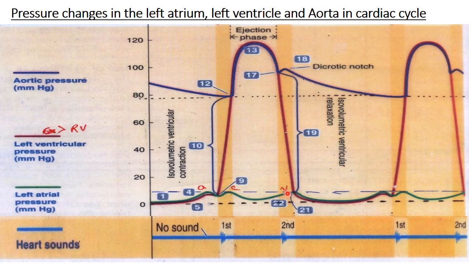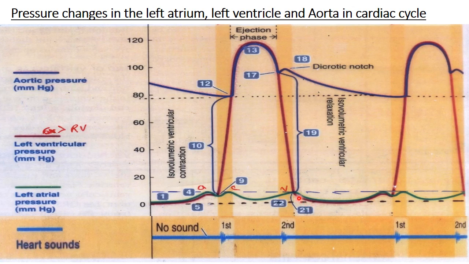At this moment the atria which were passively filling during ventricular systole, their pressure becomes more as compared to the ventricular pressure and the AV valves close. The semilunar valve had closed here and the AV valves, they were already closed here. Now the AV valves open up because the pressure in the atria, the green line, is above the pressure in the ventricles. AV valves open up.